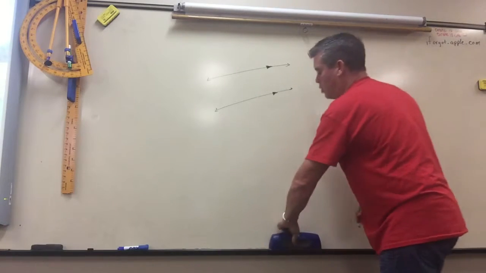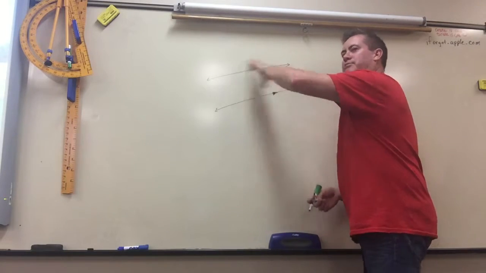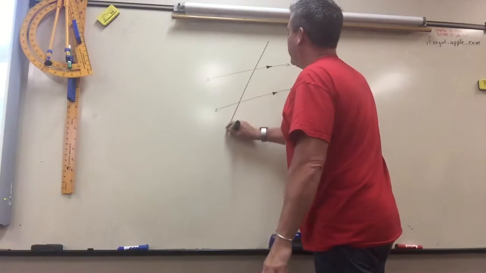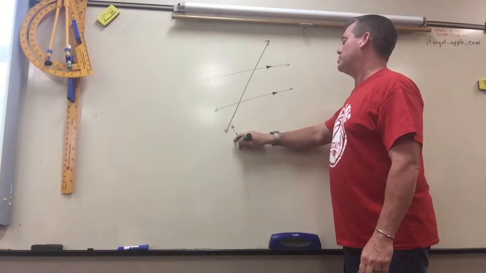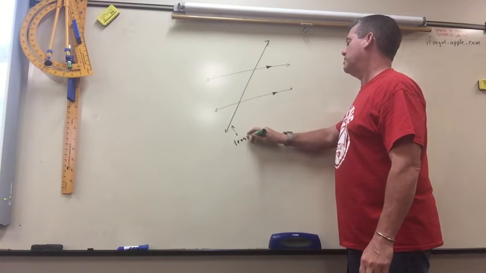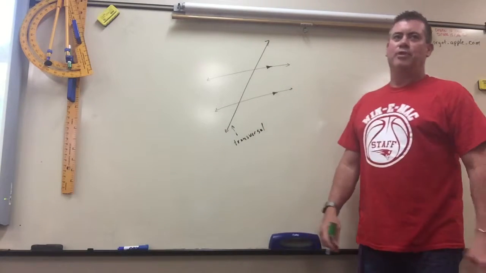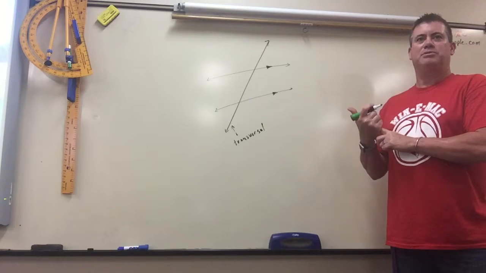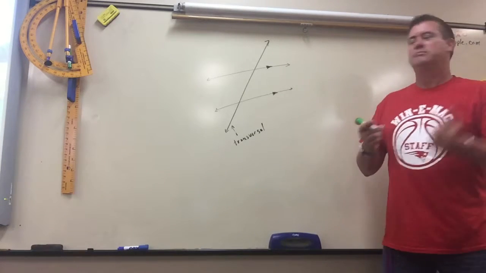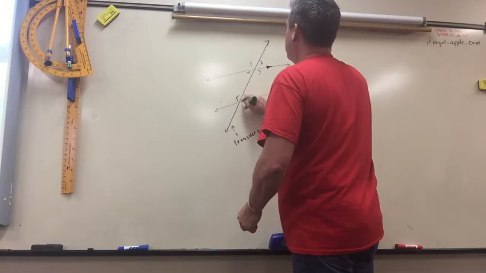So, like I said, 95% of the time, you'll have two parallel lines and a line cutting through them. The line that cuts through is called the transversal. You do need to know that. So how many angles are formed when this happens? 8. 1, 2, 3, 4, 5, 6, 7, 8.